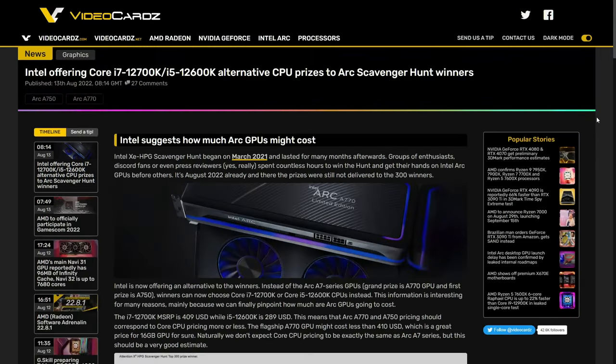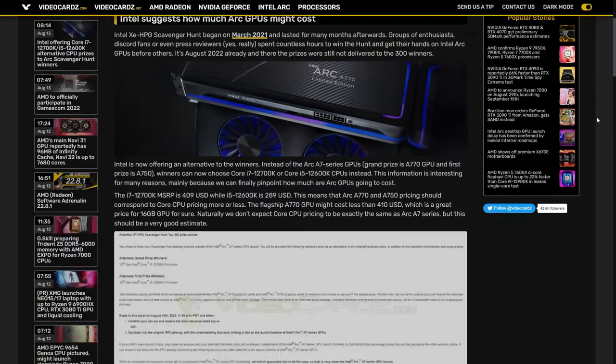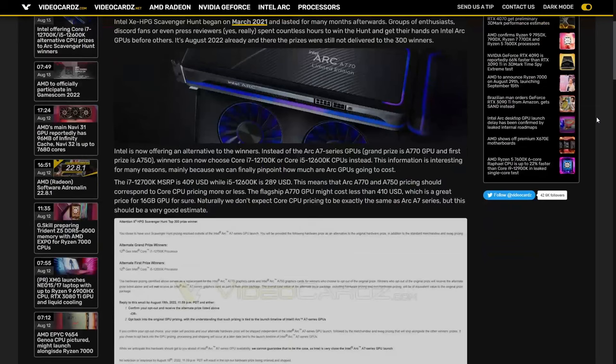And then we have the Intel Core i7-12700K and Core i5-12600K, which are being offered as the alternative CPU prizes to Arc Scavenger Hunt winners, who actually can't wait for the GPUs to arrive yet. So yep, this is August 2022. The scavenger hunt began in March 2021, and the prizes are still not delivered to the 300 winners.